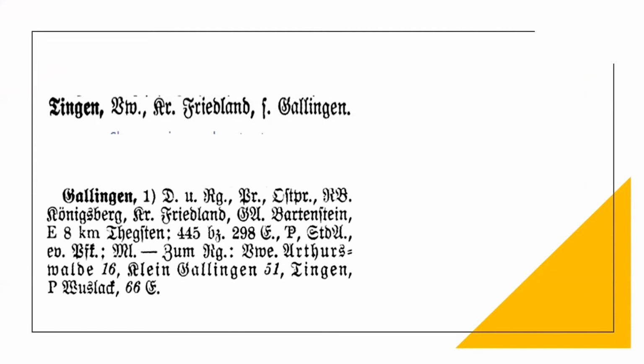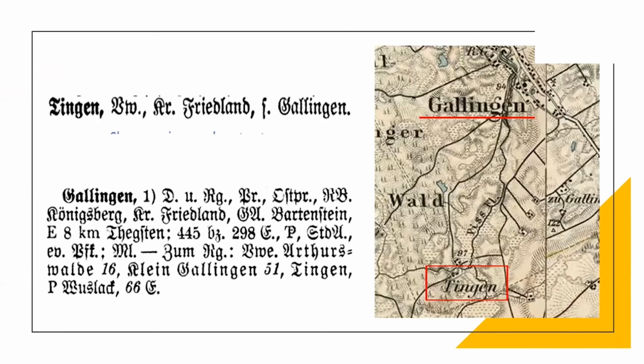In order to show the comprehensiveness of this resource, I'm using the very small locality of Tingen, T-I-N-G-E-N, shown in this Meyers Gazetteer entry. It is so small that after its name, it gives a see reference to the next larger town of Gallingen that is close to it as shown on this map.